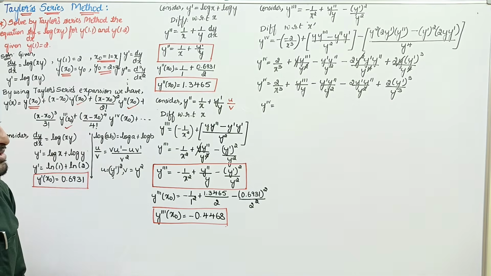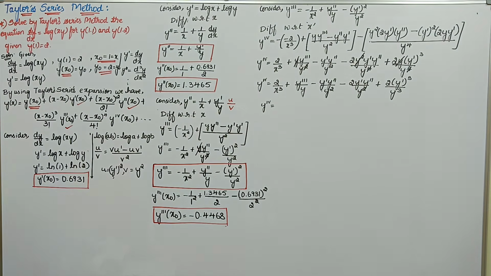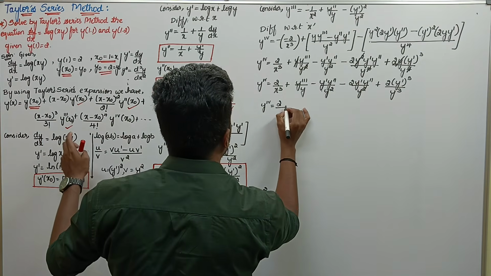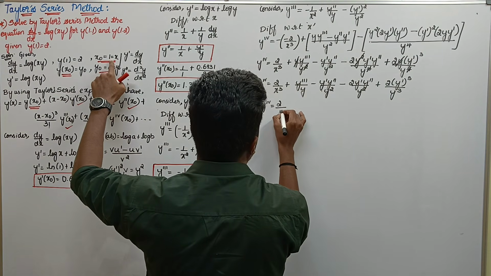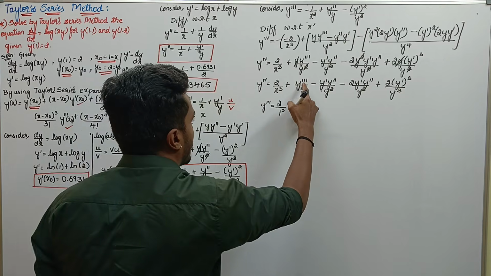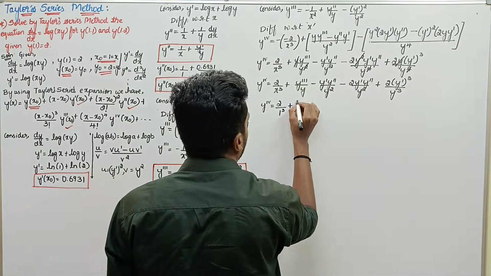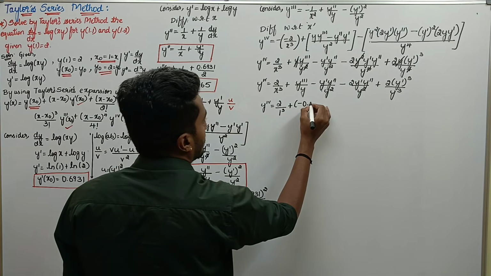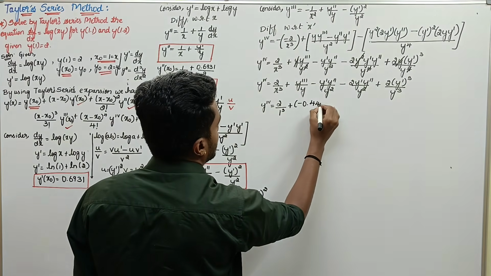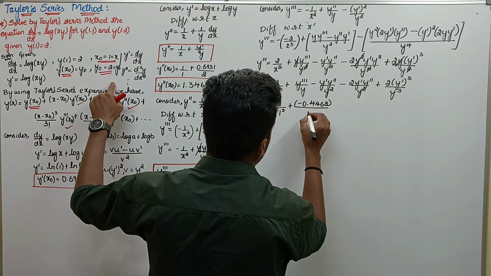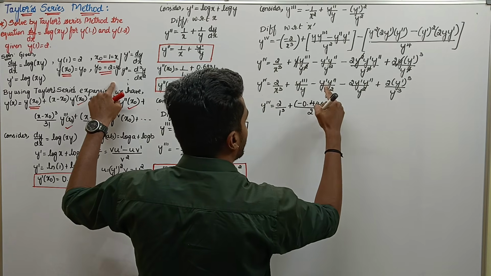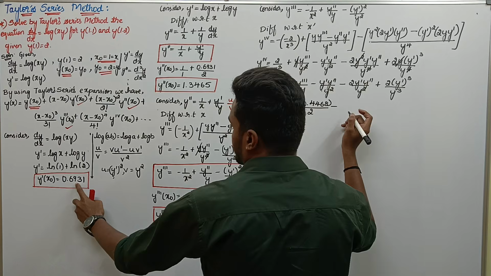Now let us represent the terms and simplify the condition. Got the point? Yes. Now let us simplify the terms. Which are the required terms? 2 divided by, what is x? x cube, x represents 1, cube, plus y triple dash. What is y triple dash value? We have minus 0.4468 whole divided by y. What is y? y is the value of 2 minus y dash.